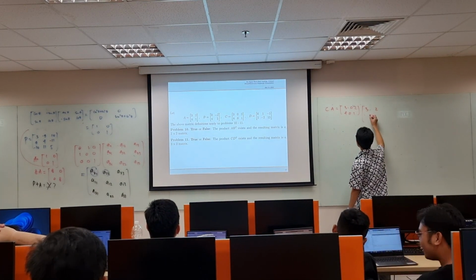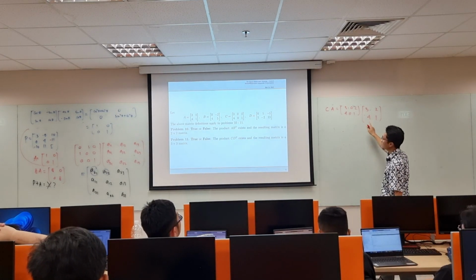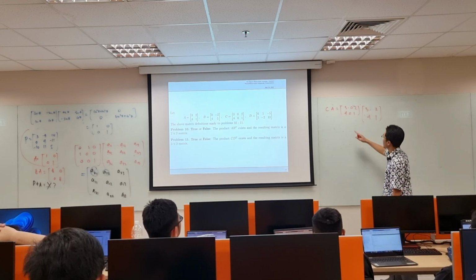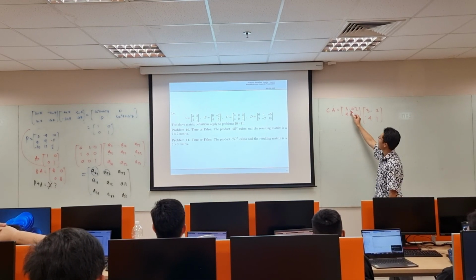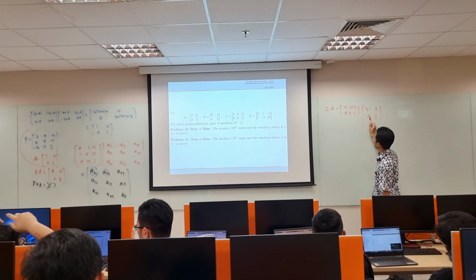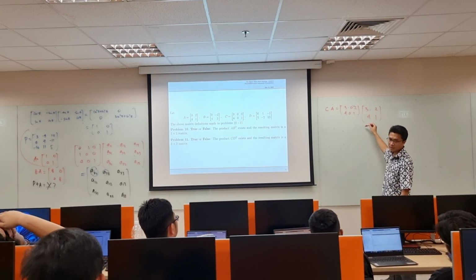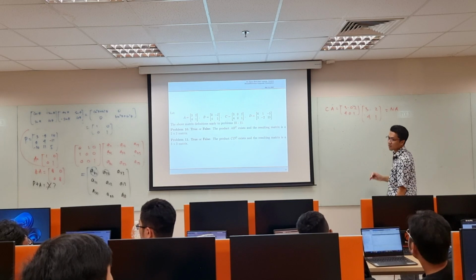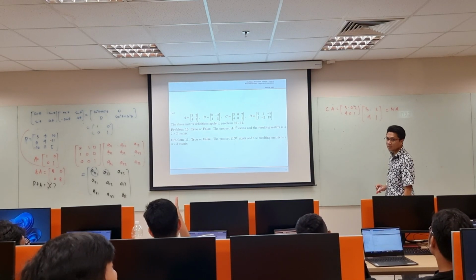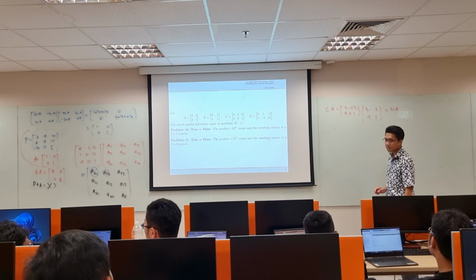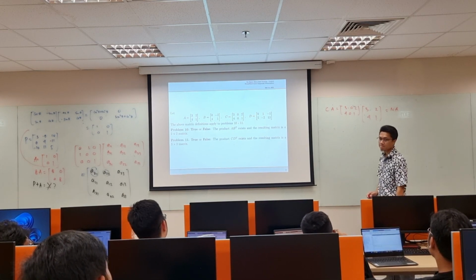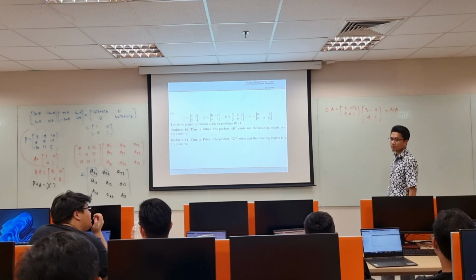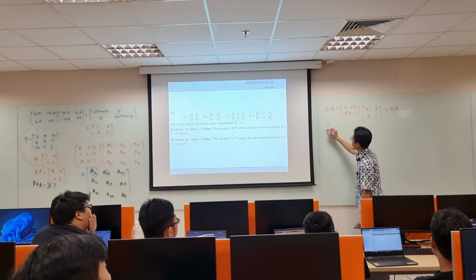Okay, so is this possible? C times A cannot. 3 times 3 okay, 0 times 4 okay, but the 2 doesn't have a pair, so it doesn't exist. The number of elements in the row of the first matrix must be the same as the number of elements in the column of the second. That's the rule. So A times C.